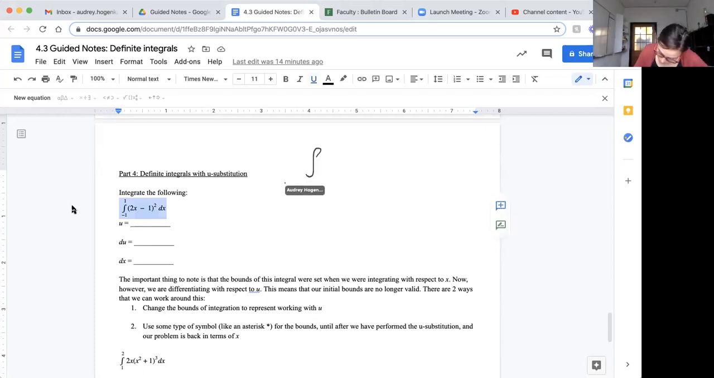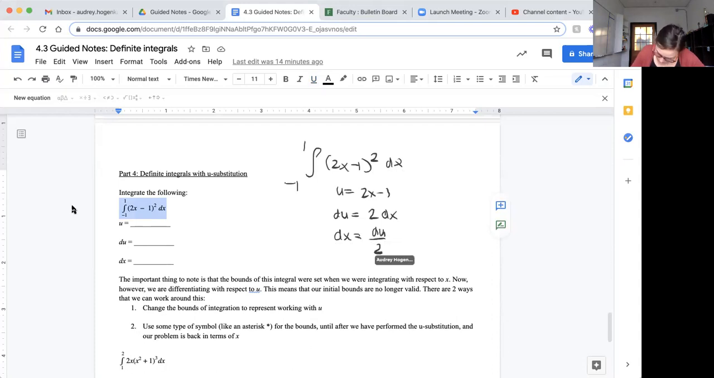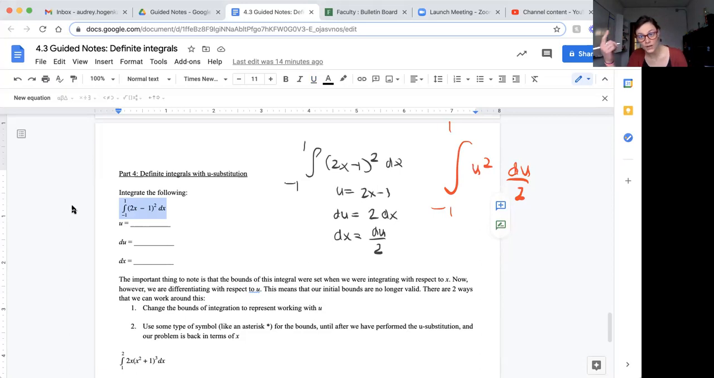When we take the integral from negative 1 to 1 of 2x minus 1 squared dx, we will let u equal 2x minus 1, du equals 2 dx, dx equals du over 2. So this is going to be the integral of u squared times du over 2. It is not correct, I'm going to write it in red because it's not correct, to write the integral from -1 to 1 of u squared du over 2. Okay, and the reason for that is because the bounds were set in terms of x. And now that we're in terms of u, these bounds are no longer correct. We're dealing with a different variable.